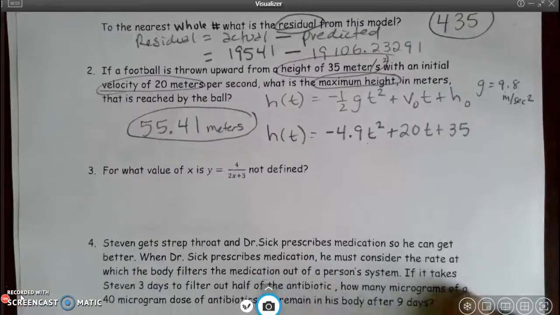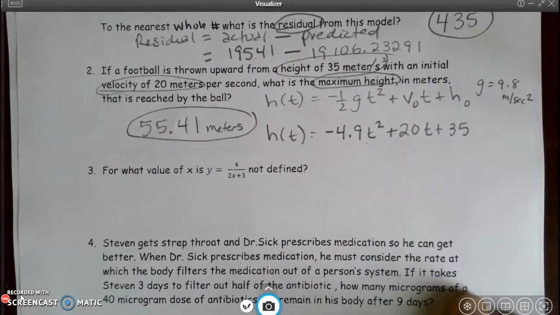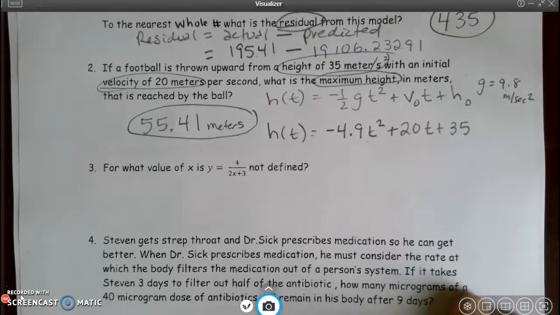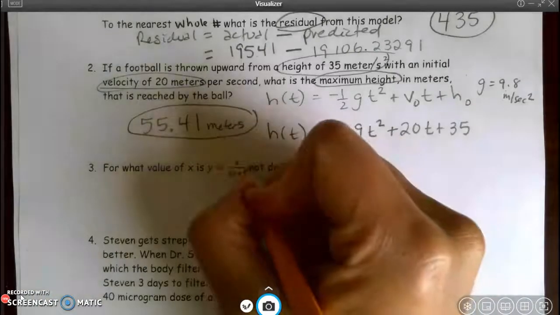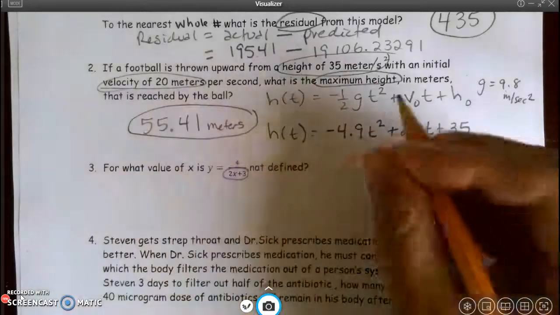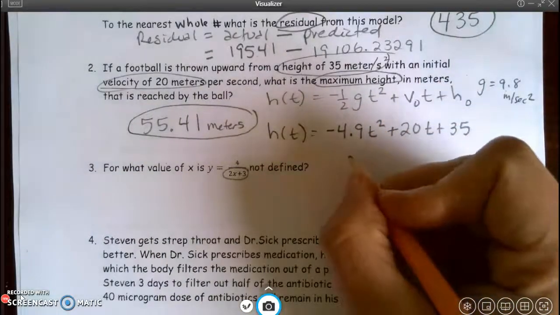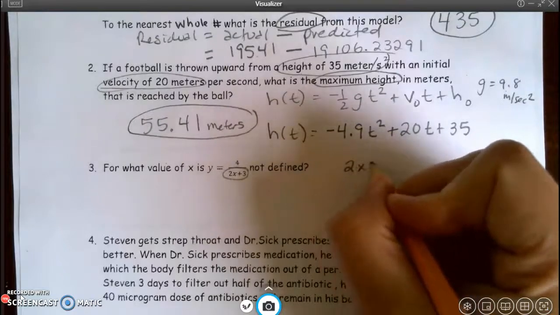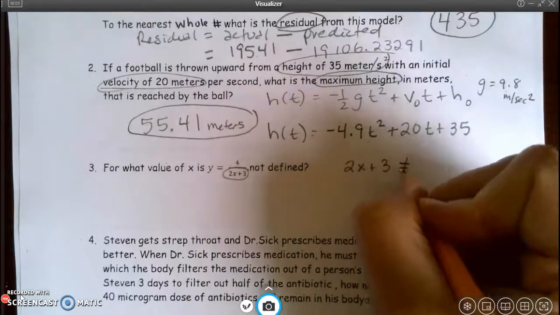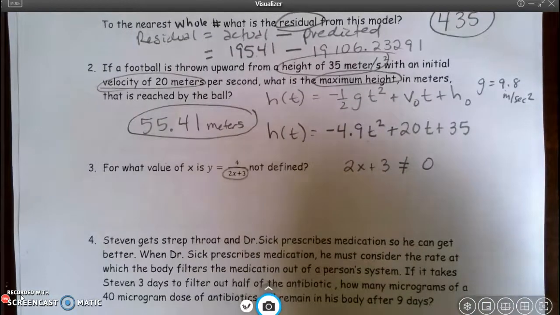All right, this next one, for what value of x is this equation not defined? Well, that means that there's some value of x that it's not allowed to equal. And that's because we have x in the denominator. And our rule with functions, and with any numbers, is you can't ever divide by 0, which means that 2x plus 3 is not allowed to equal 0.